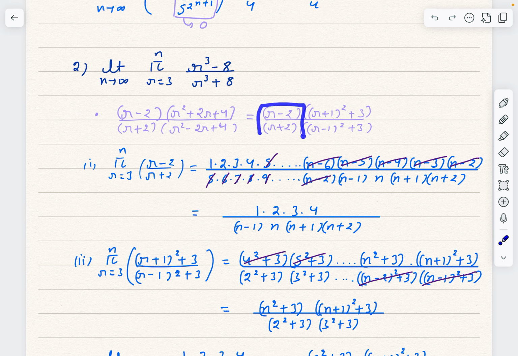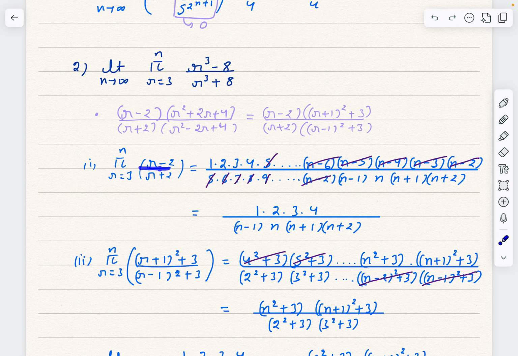Now we take these two terms separately. If I take the product from r = 3 to n of (r − 2)/(r + 2), they are in product only, so I'll find the product of these terms, find the product of the other terms, and then multiply them again. So find the product from r = 3 to n of (r − 2)/(r + 2). When you put r as 3 here, we get 1/5.